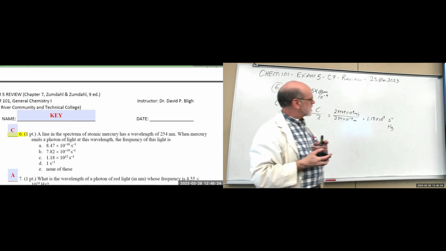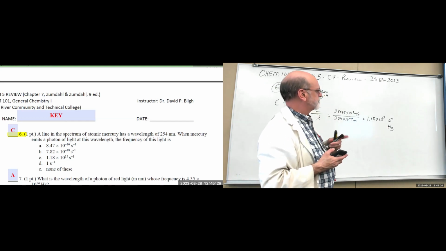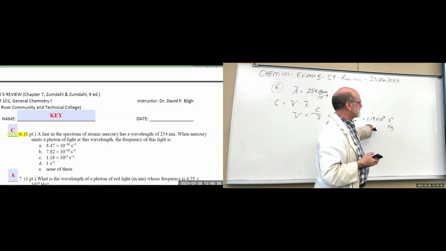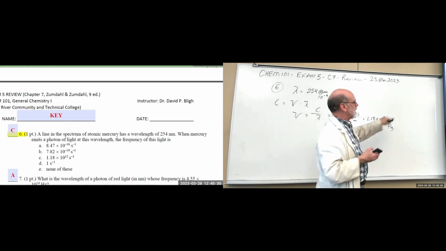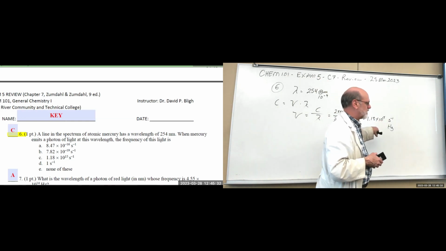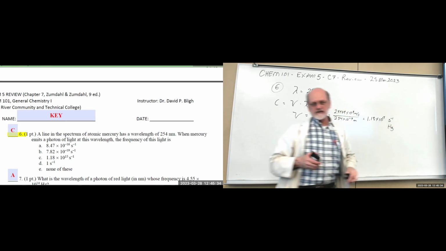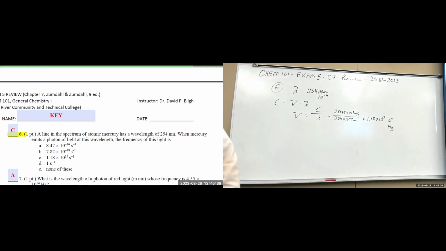It doesn't say what the units are, does it? 1.18 C. Oh yeah, there they are, tacked on to the end. Reciprocal seconds, same thing as hertz.